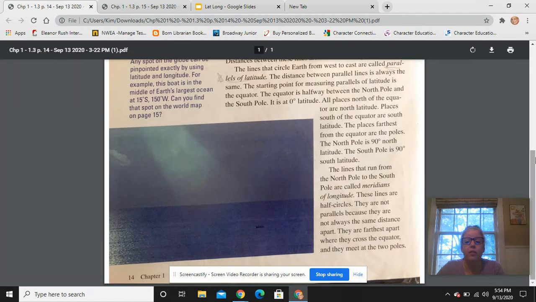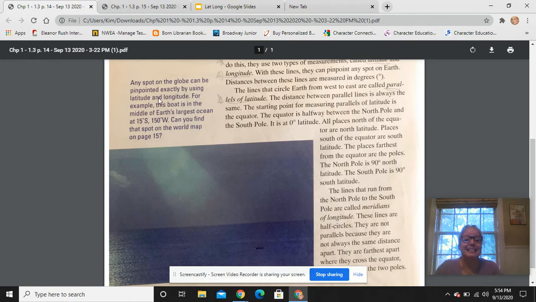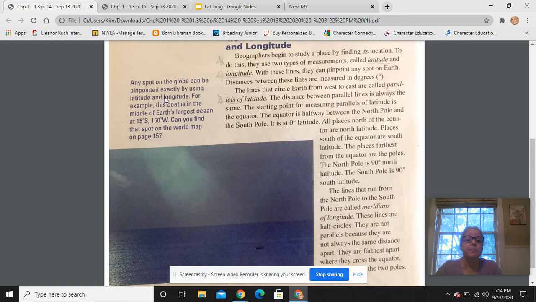Any spot on the globe can be pinpointed exactly by using latitude and longitude. For example, this boat is in the middle of the Earth's largest ocean at 15 degrees south, 150 degrees west. Can you find that spot on the world map on page 15? We're going to take a look at that. So 15 degrees south, that tells me that it is 15 degrees south latitude. So it's south of the equator.